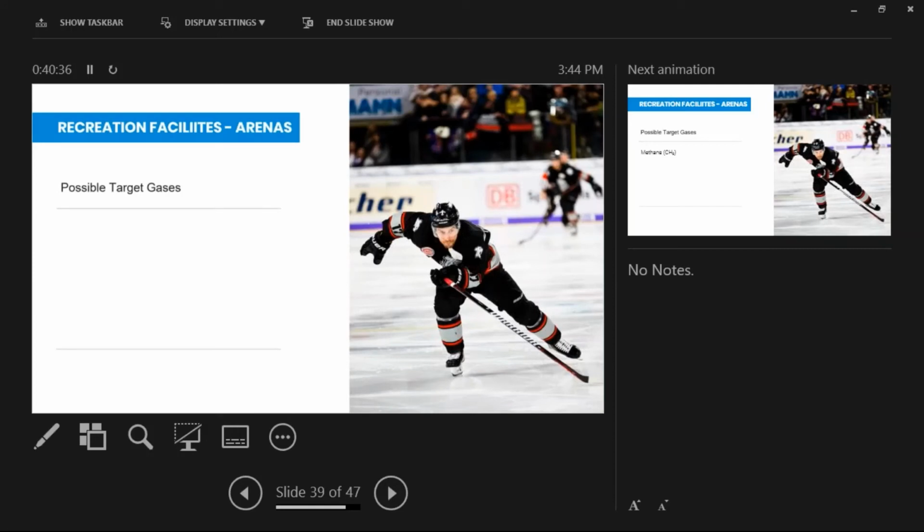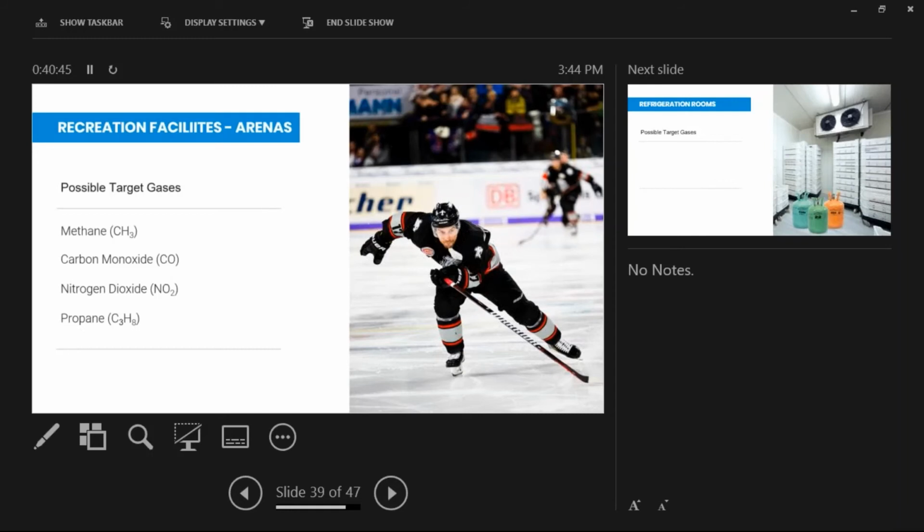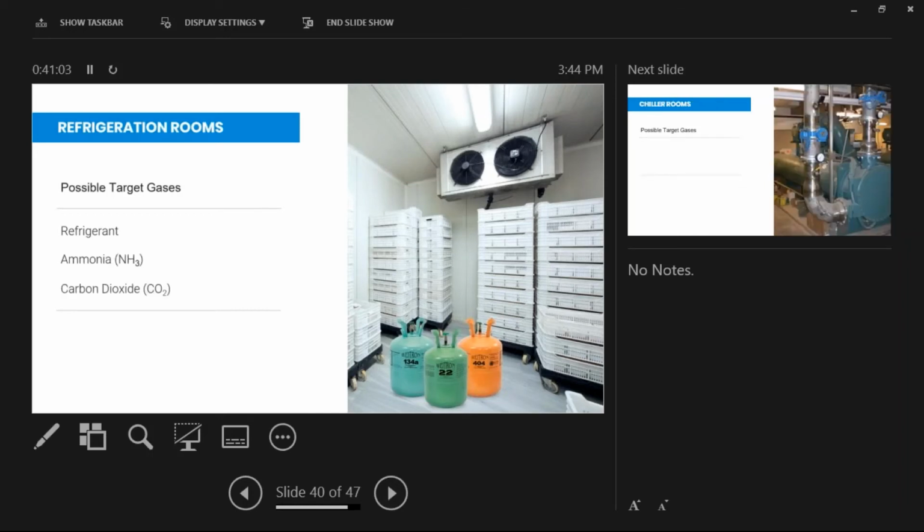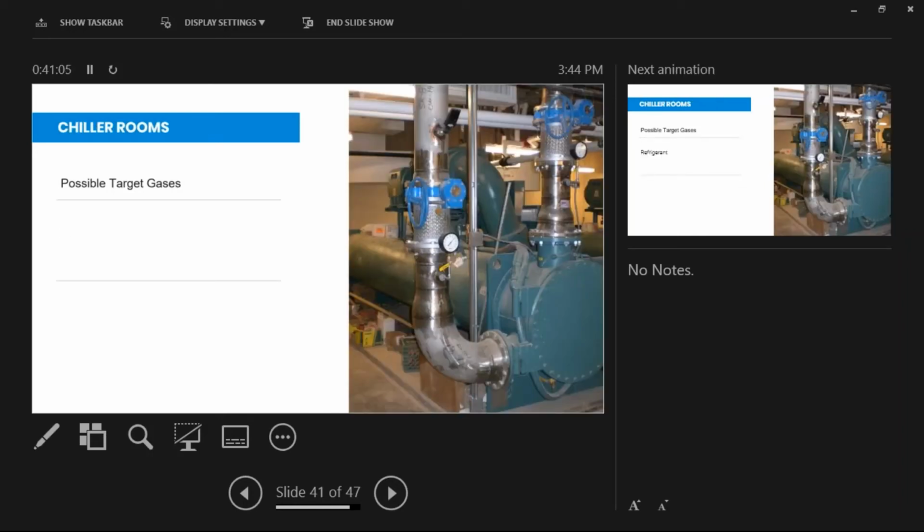Recreational facilities with arenas: methane or propane to operate the ice cleaning machinery, plus CO and NO2 created by the exhaust of that ice cleaning machinery. Refrigerants, refrigeration rooms, ammonias, carbon dioxide, all types of other refrigerants.